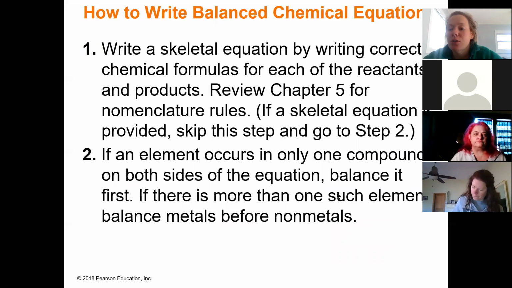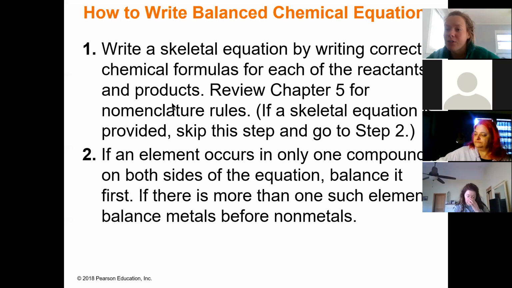The first thing you need to do is write what they call a skeletal equation for the correct chemical formula. This has a lot to do with nomenclature. A lot of times this is already given to you. Step 1 is given to you. It's given you equation and it's just not balanced. If it gives it to you as a word problem, you've got to come back around with nomenclature, and we'll do a little practice of that.